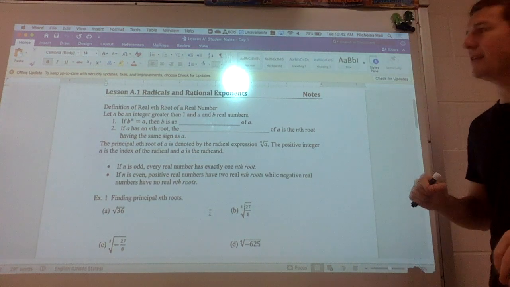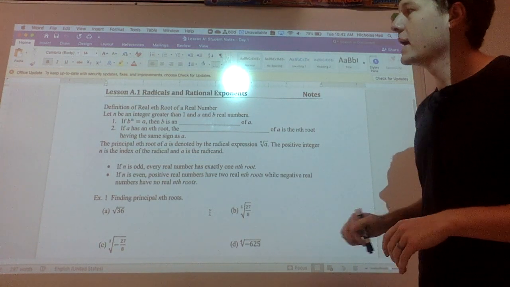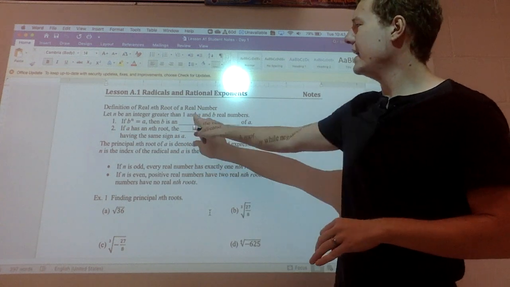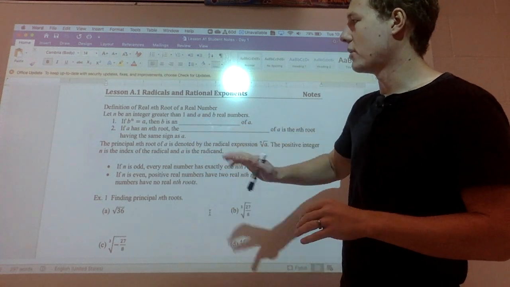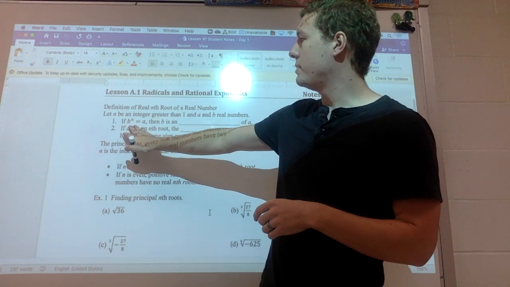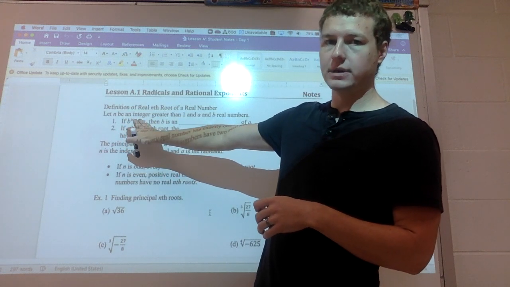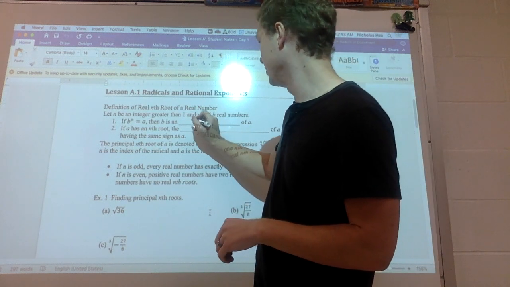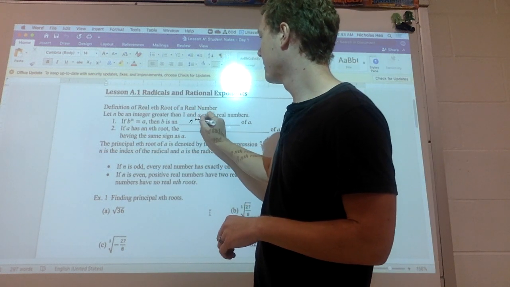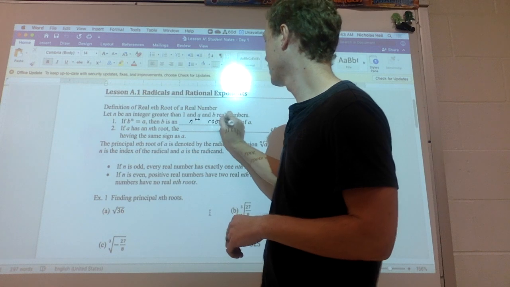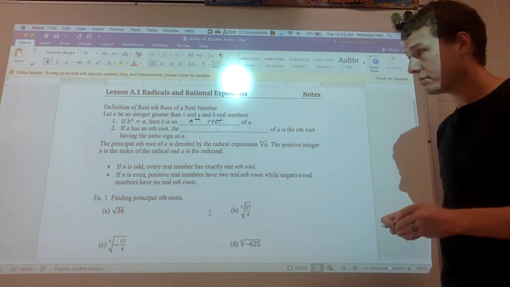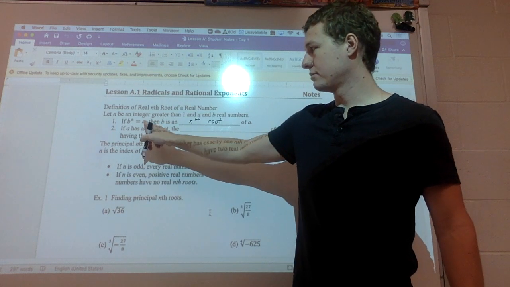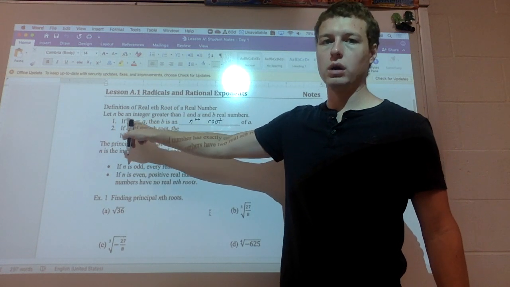Definition of real nth root of a real number. Let n be an integer greater than 1, and a and b are going to be real numbers. So, if we have b to the nth power, that's an exponent n, is a, then b is the nth root of a. So b would be the nth root of a, and a would be the nth power of b.